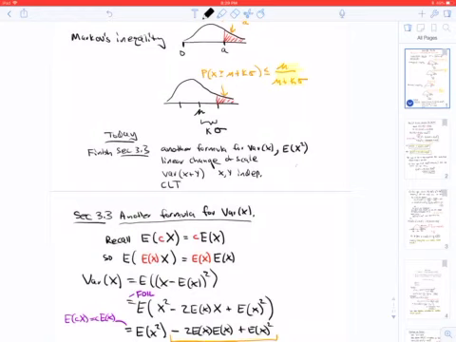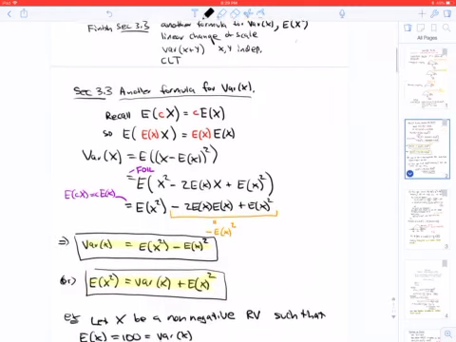Today we're going to look at another formula for the variance of x, which will lead us to a formula for the variance of x squared. We'll look at a linear change of scale. We'll investigate the variance of a sum of two independent random variables, and look at the central limit theorem.